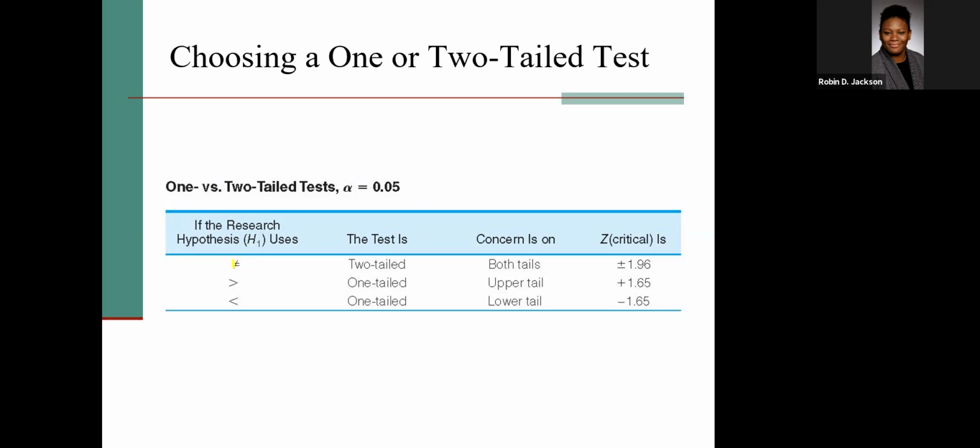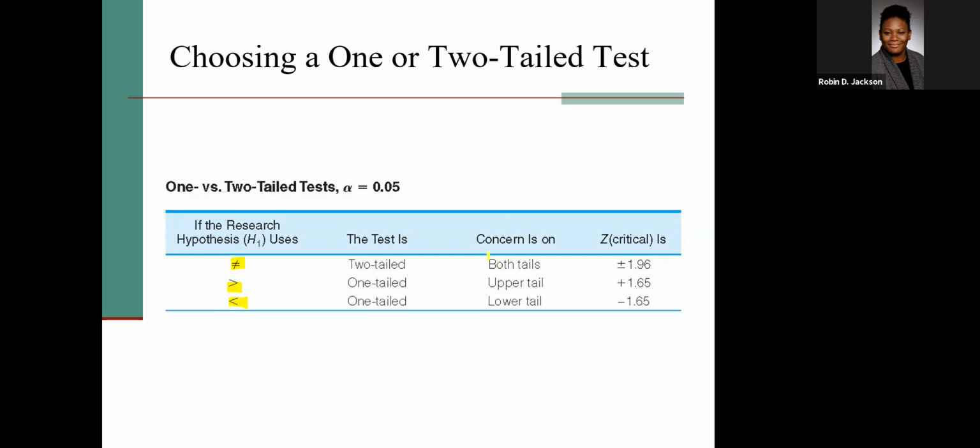The research hypothesis, remember, is the hypothesis that you come up with. This is not the null hypothesis. The null hypothesis is always going to be the population mean equal to whatever the number is that you're looking at. If you have the equal sign with the line drawn through it, that means not. That's basically saying your mean is not equal to whatever that number is. That's a two-tailed test. But if you have a greater than or a less than sign, it's a one-tailed.